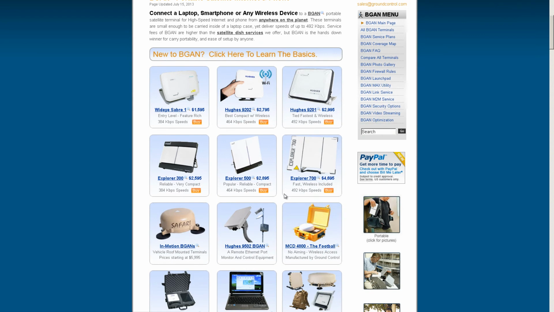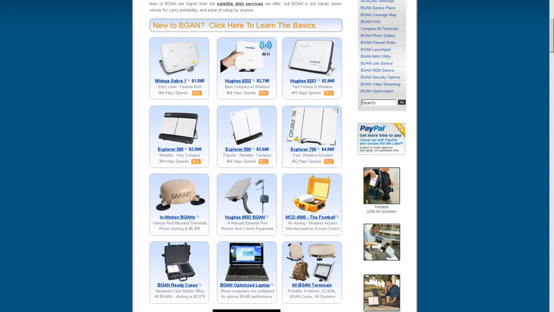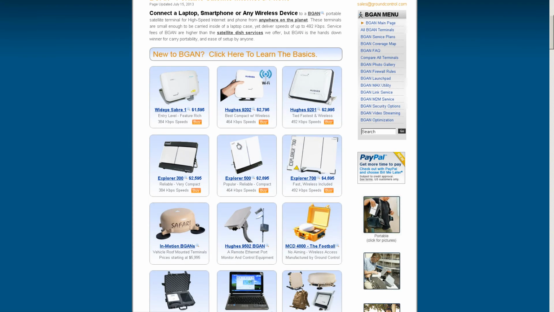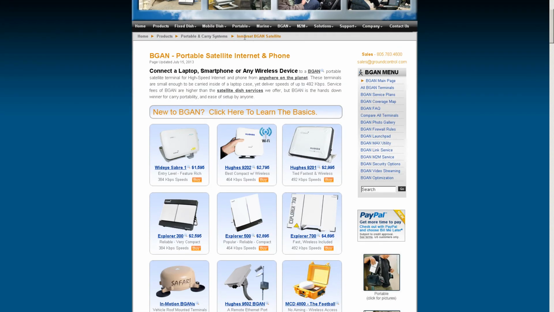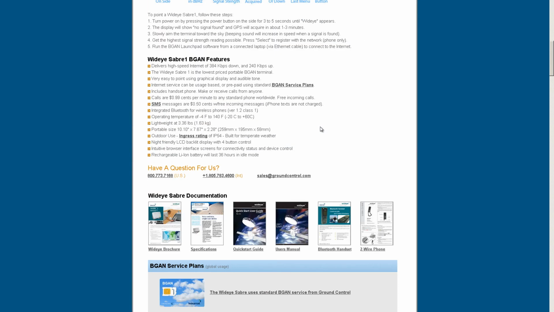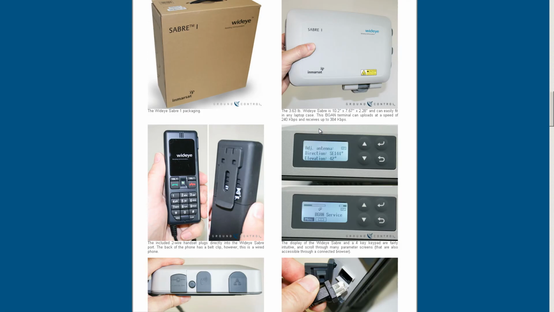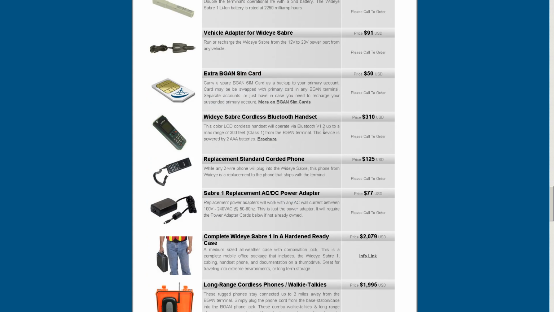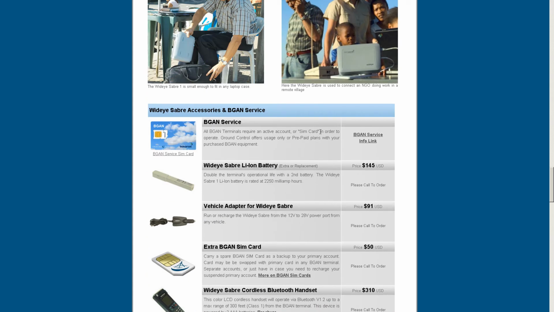Okay, so these are BGAN terminals. They hook up to your laptop, and speeds kind of suck. 464K, you can get 512K, and so those are the terminals. Most of them have an Ethernet port. Some of them have a USB port. This is just a terminal, and then you have to buy airtime, and the airtime is pretty hellacious. BGAN service.